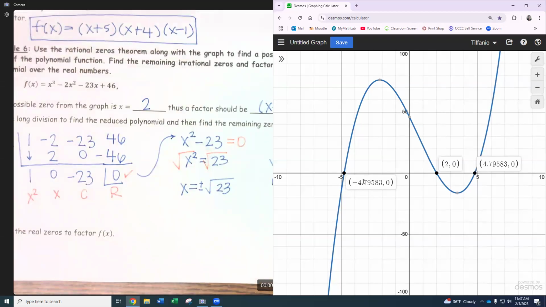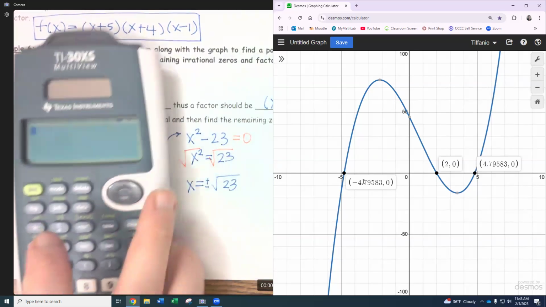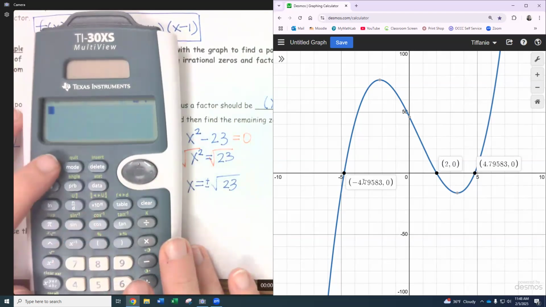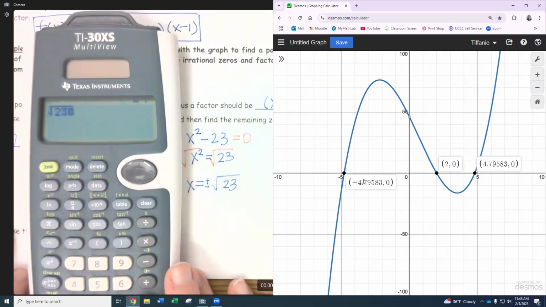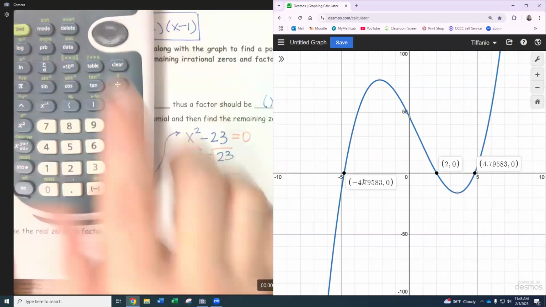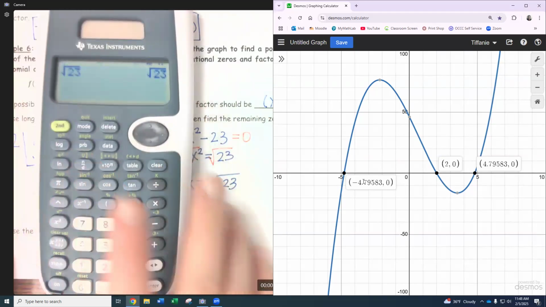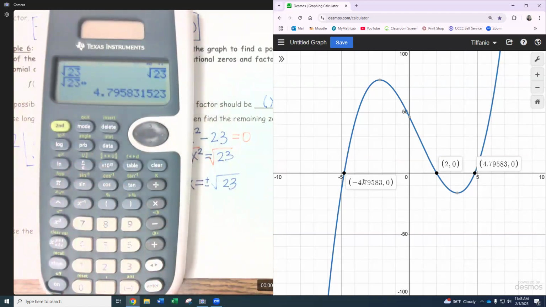Let me find the other calculator real quick. If you have a TI-30, when you put these in, it stays in exact form. So if you put in square root 23, it's going to give you square root 23. You need to hit your toggle button, and that will give you your decimal right there. So you can check that.